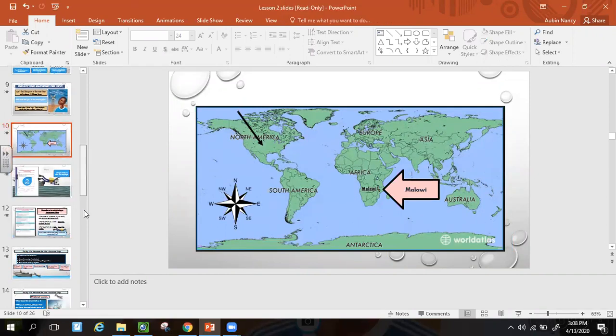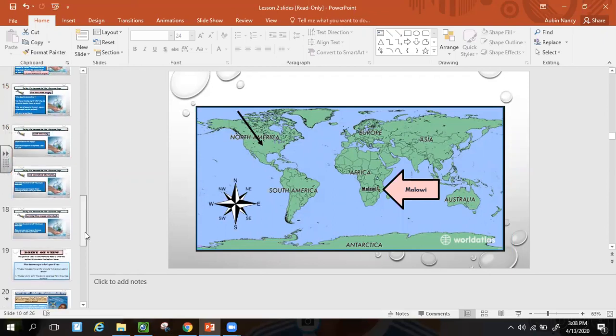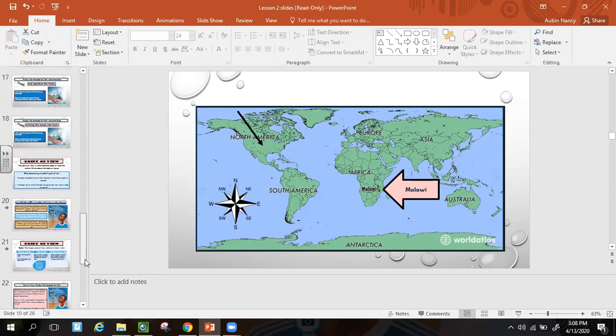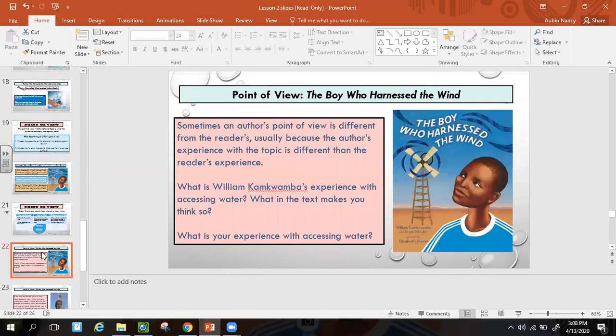But thinking about point of view, I know we have a lot of learning targets. You did a great job with gist and thinking about that figurative language. But we also want to think about point of view today. Sometimes an author's point of view is different from the reader's. And that's common, right? Because everyone has different experiences, especially with this topic. When you live all the way in Africa, your experience with water is going to be different than our experience here in Conifer.